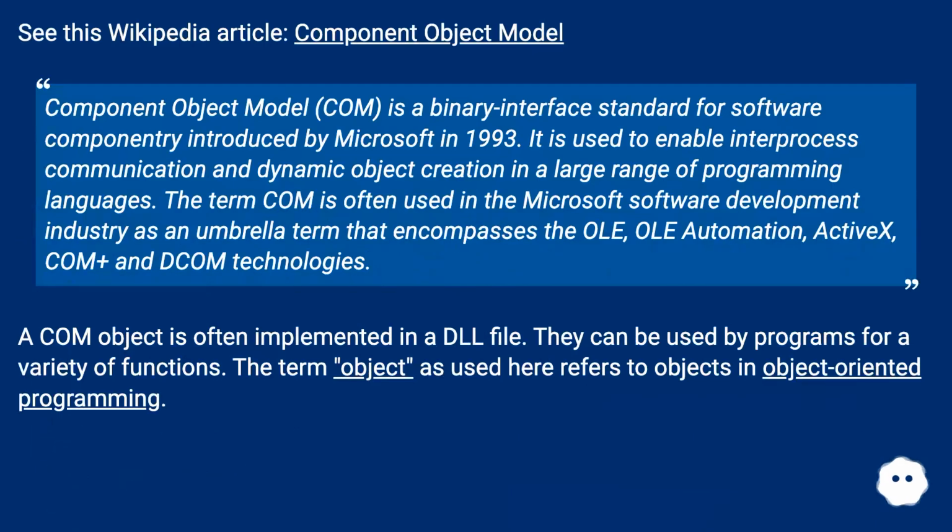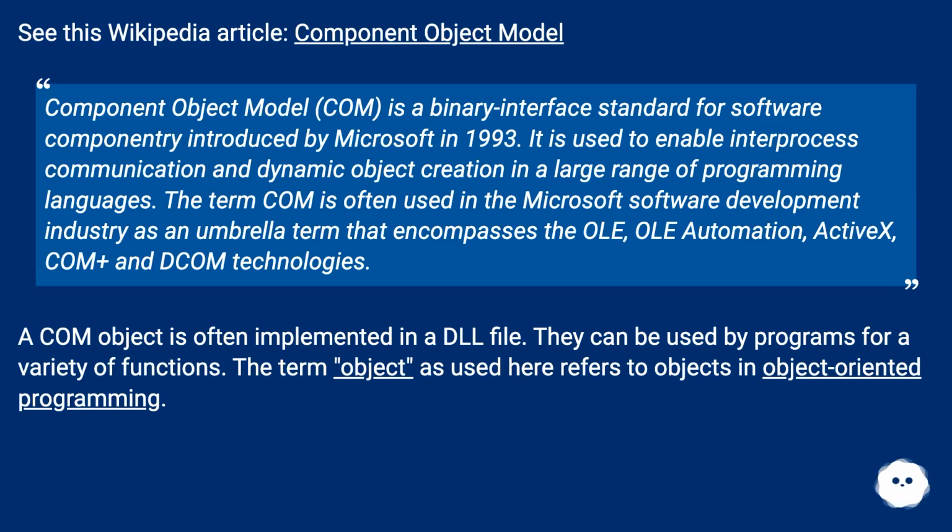See this Wikipedia article, Component Object Model. Component Object Model, COM, is a binary interface standard for software componentry introduced by Microsoft in 1993. It is used to enable interprocess communication and dynamic object creation in a large range of programming languages. The term COM is often used in the Microsoft software development industry as an umbrella term that encompasses the OLE, OLE automation, ActiveX, COM+ and DCOM technologies.